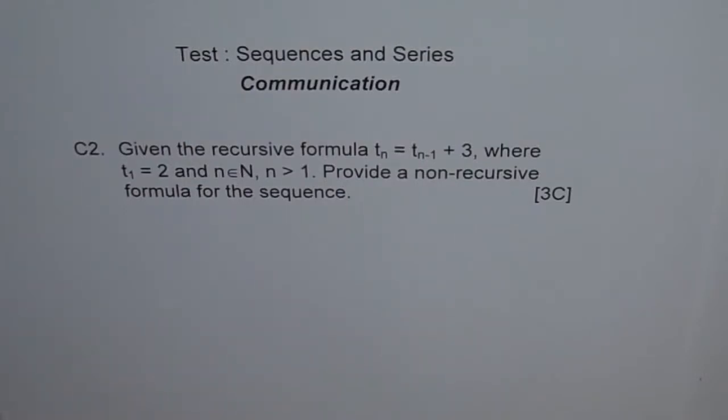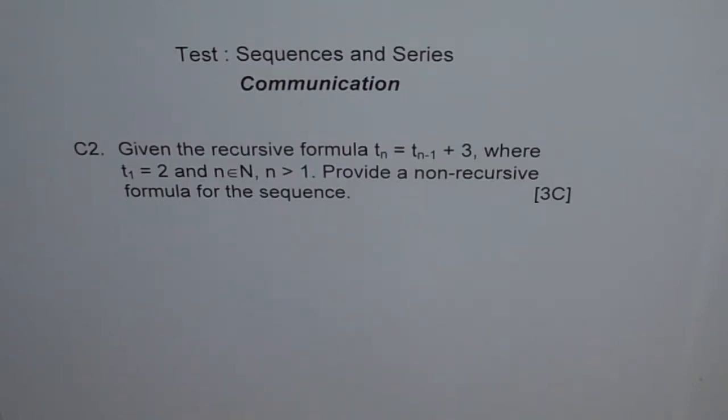C2. It is the second question under communication. The question says, given the recursive formula Tn equals Tn minus 1 plus 3, where T1 equals 2 and n belongs to natural numbers, n is greater than 1, provide a non-recursive formula for the sequence. Try to give your answer, stop the video, and then once you are done, look into my solution.